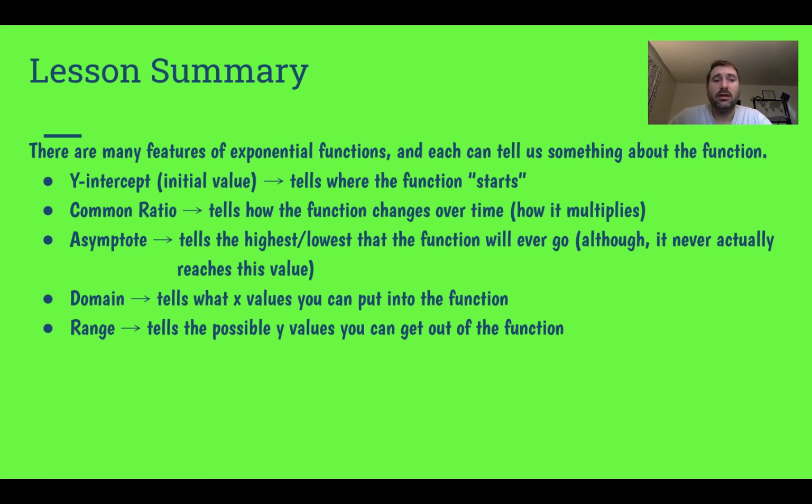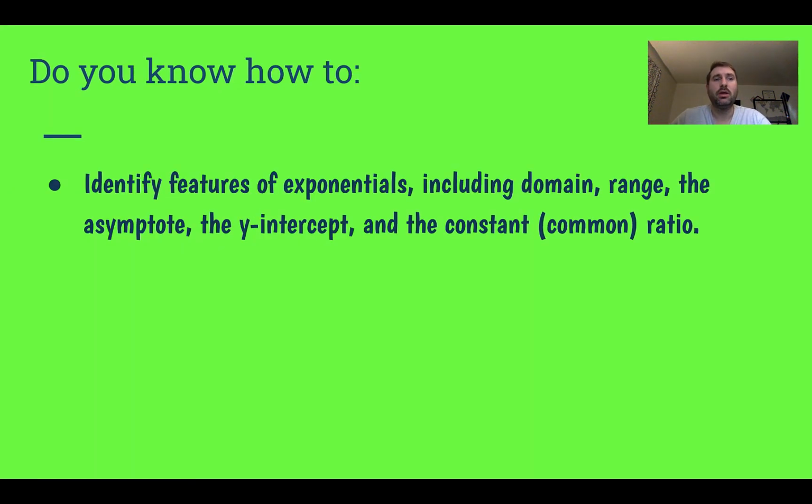The domain tells us what x values we can put into the function, and these functions we can put in all of the real numbers. And our range tells us what numbers we can get out of the function. And the range is based on where the graph is above or below our asymptote. When we start looking at some word problems in context, each of these features will help us determine what the problem is actually saying and what it means in real life.